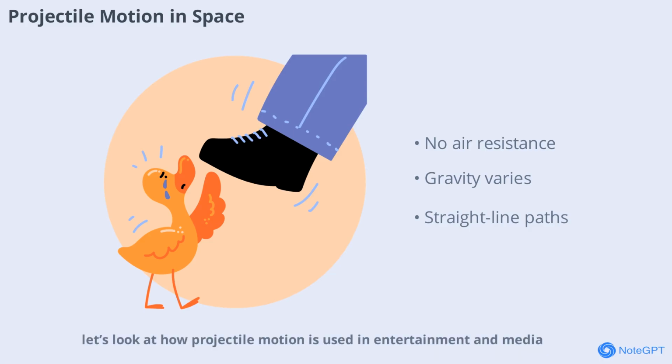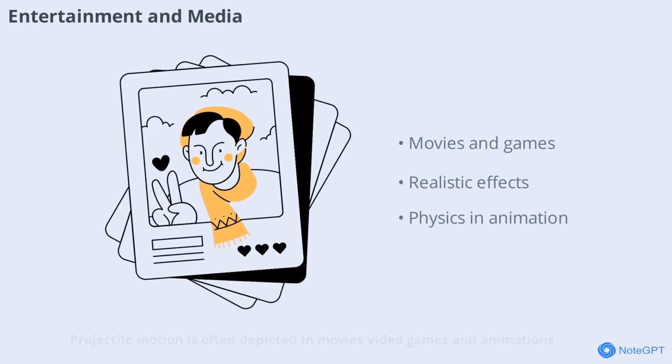Next, let's look at how projectile motion is used in entertainment and media. Projectile motion is often depicted in movies, video games, and animations. Realistic physics makes scenes more believable and engaging. Game developers and animators use the principles of projectile motion to create lifelike actions and effects.